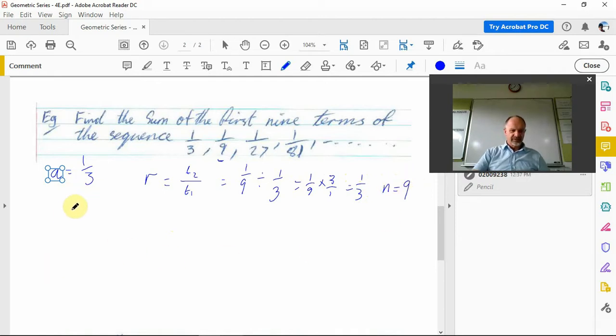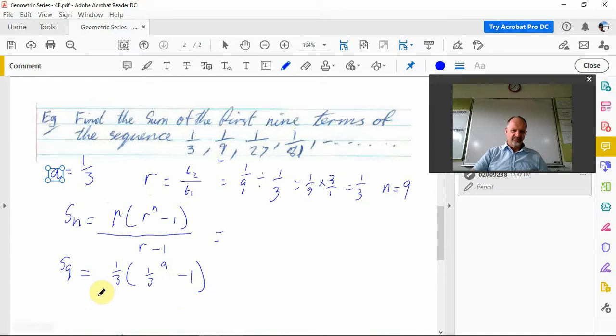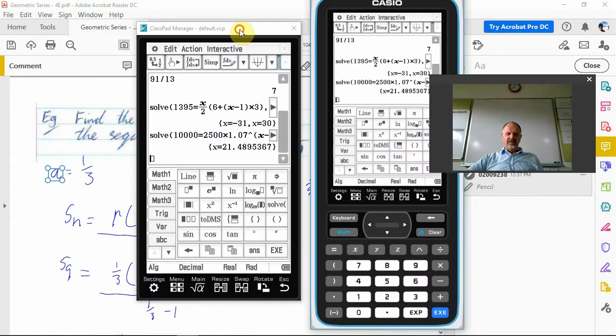And so we use Sn equals a times (r to the n minus 1) over r minus 1. In this case, S9 is the ratio, 1/3, times 1/3 to the power of 9 minus 1, over 1/3 minus 1. All right, that's a calculator job on that one. So let's grab our calculator and have a look at it.